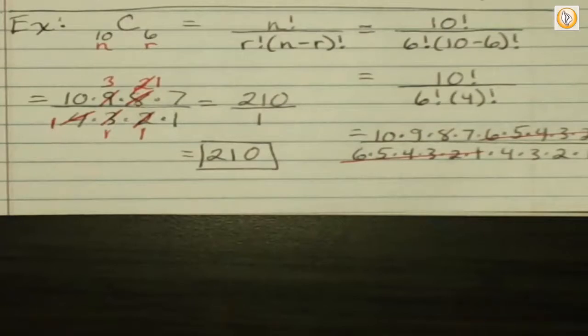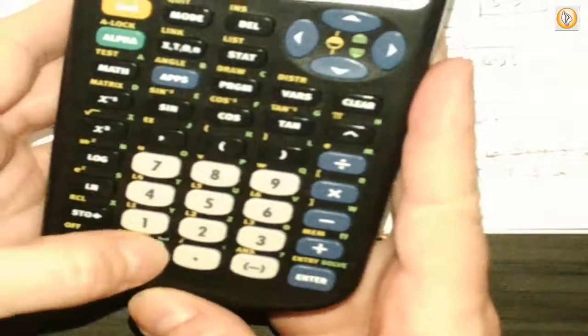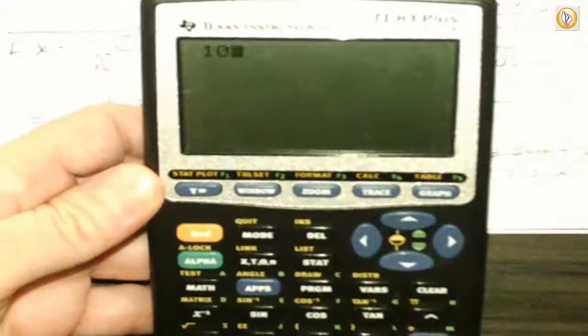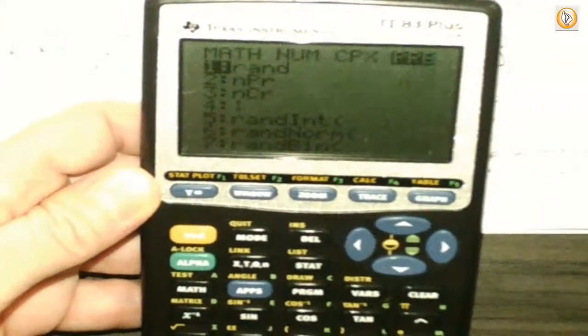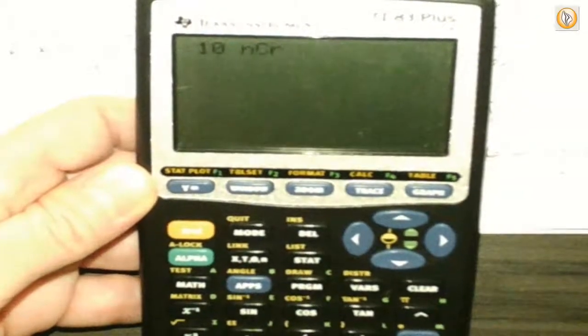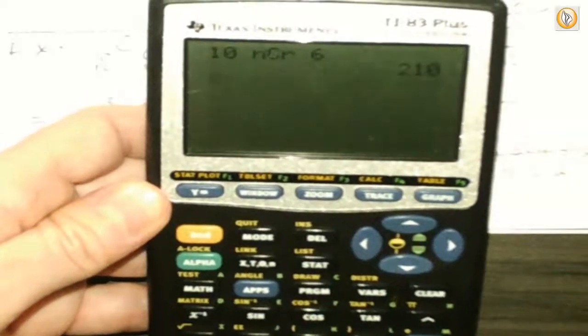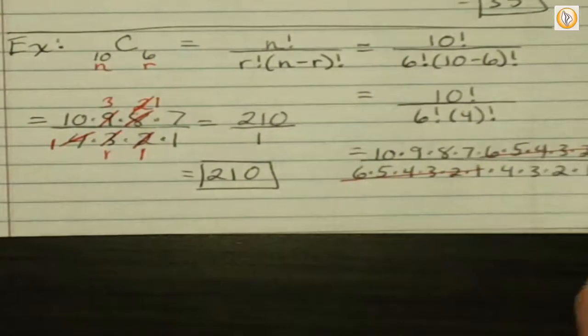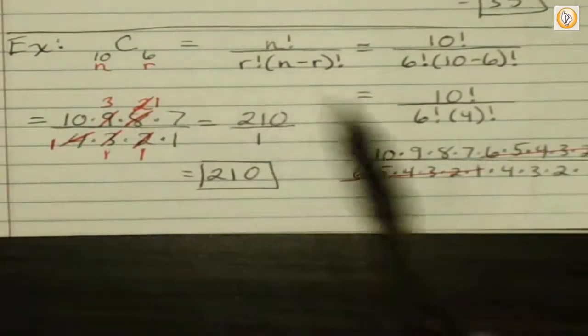So on the calculator, I put my 10, then I do math, go over to probability, and hit 3 for combination, and then my r is 6, and I get 210. But I'm telling you, those that have these calculators, I need you to write as much down as you can so that you understand.